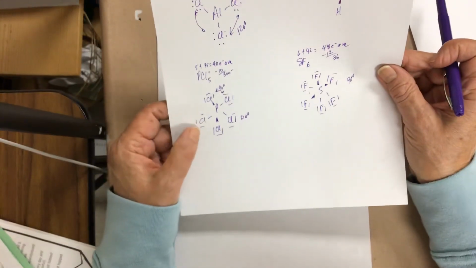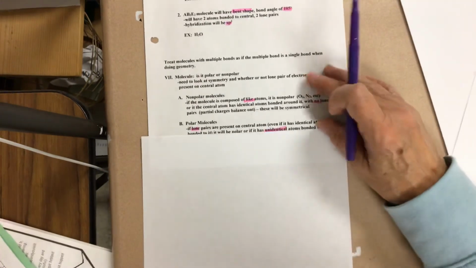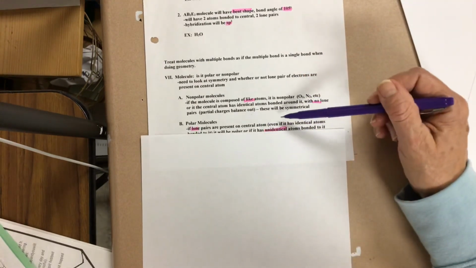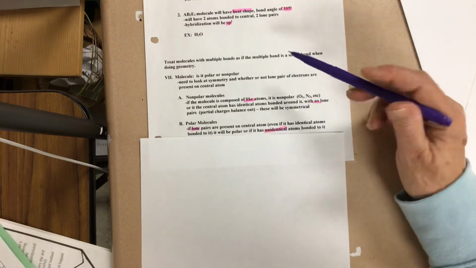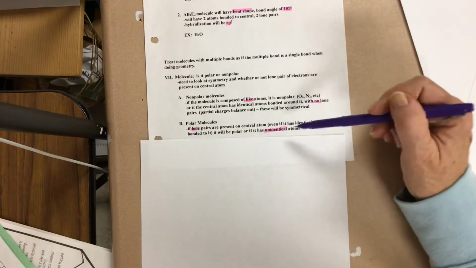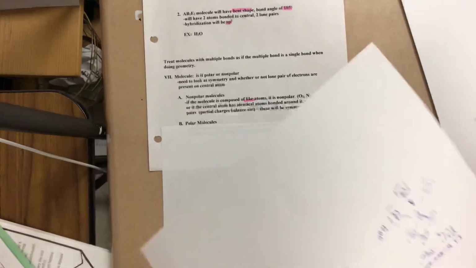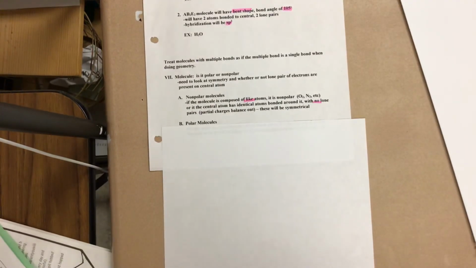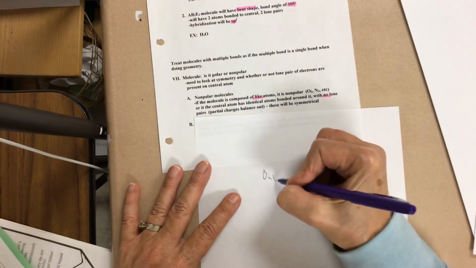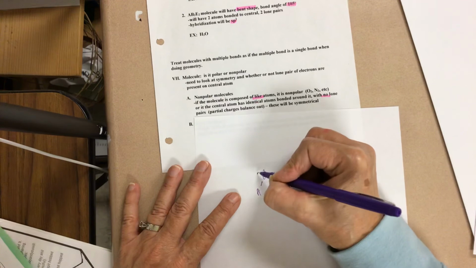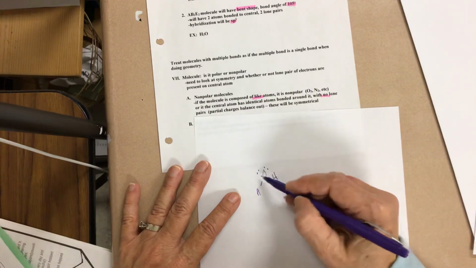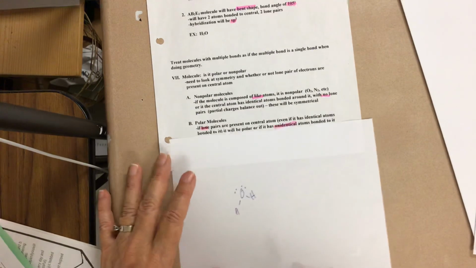Now if we were to change one of these out, let's change it to fluorine, then it would become polar. Polar molecules: if lone pairs are present on the central atom, even if it has identical atoms around it, it will be polar. Or if it had non-identical atoms bonded to it. Like for instance here, water, wherever water was at. I lost my water. Anytime you have lone pairs on your central atom, it's polar.